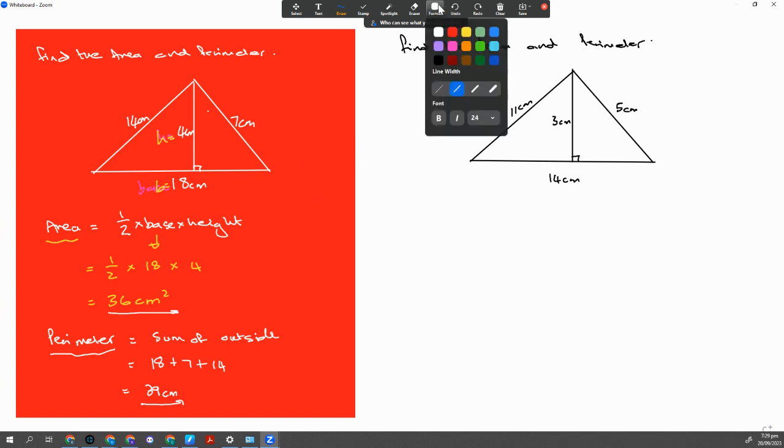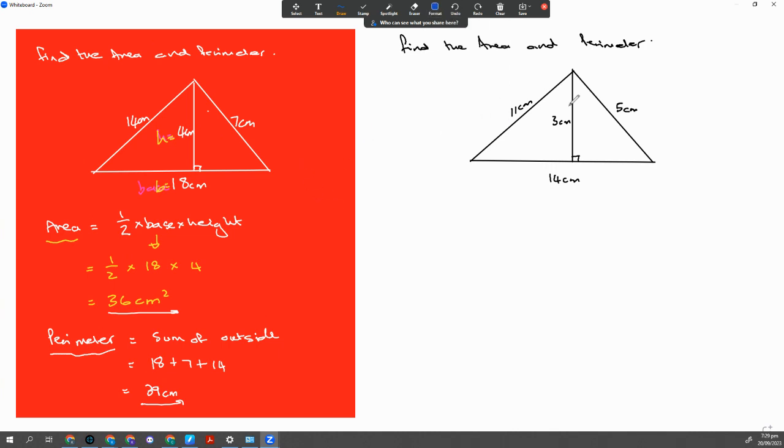All right, now let's go to the next question on this side. We'll do exactly the same thing, right? So let's find area, which is half multiplied by base multiplied by height. And so that's going to be a half multiplied by 14 multiplied by 3.